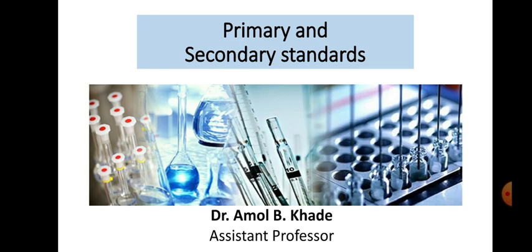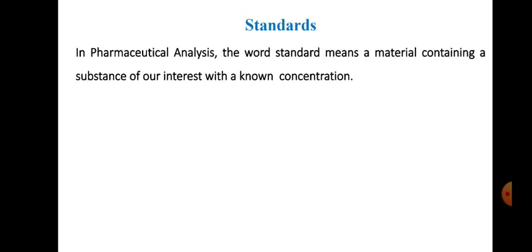Today we will be discussing an important concept in pharmaceutical analysis, that is primary and secondary standards. So we need to use different kinds of standards in pharmaceutical analysis for various methods of pharmaceutical analysis. The word standard means a material containing a substance of our interest with known concentration. Because it is present in a pure form, we know the concentration and we can prepare the standard solution from that. So there are different kinds of standards which are used in pharmaceutical analysis.